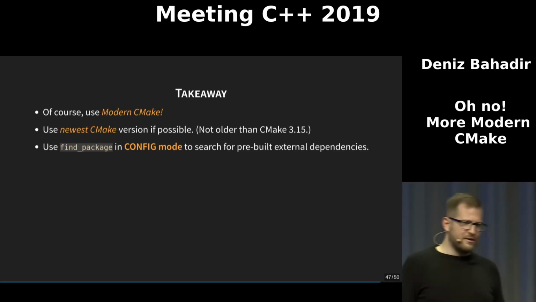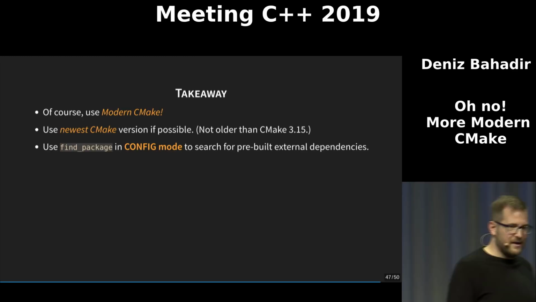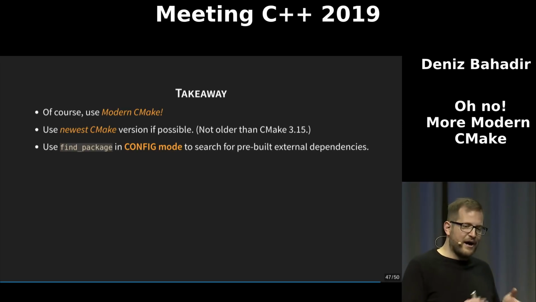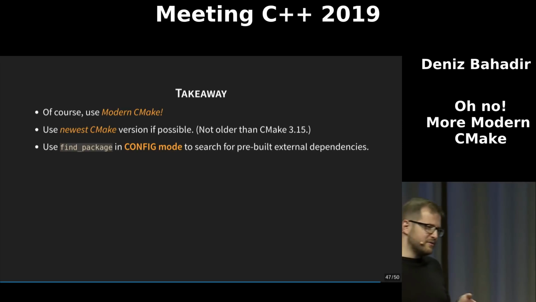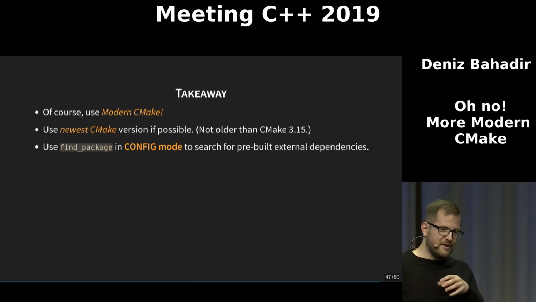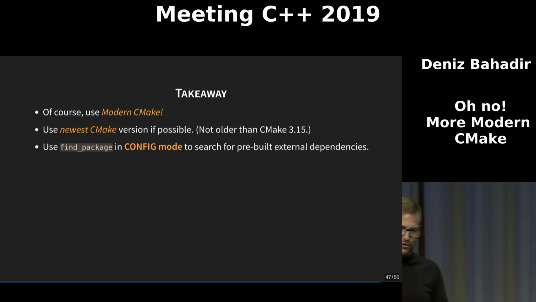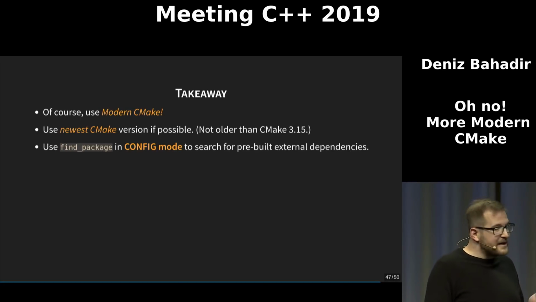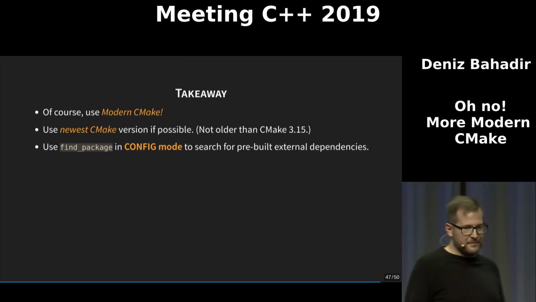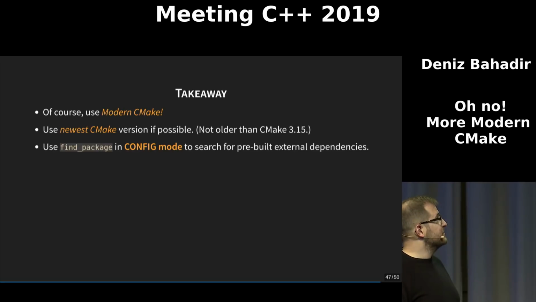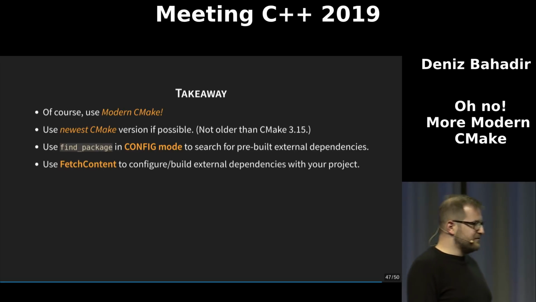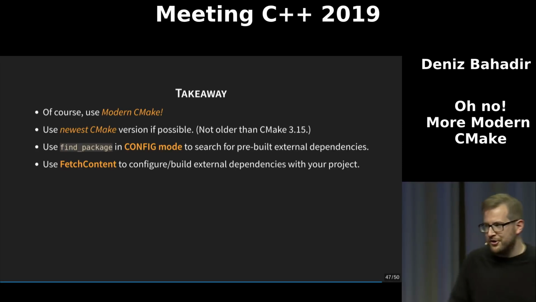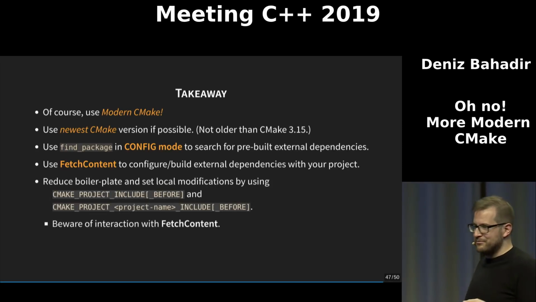Use find_package if you're looking for external dependencies, but use it in config mode if possible. That's safer. That's how the developer wanted it. And that's also where CMake wants to go. They want to deprecate the FindBoost module, the CMake script, for example. And I think maybe in 2 years or so, that will be really removed. We will see. But use that if you can. And then if you want to build an external dependency, use FetchContent. I've showed you that, but be aware there might be some problems.